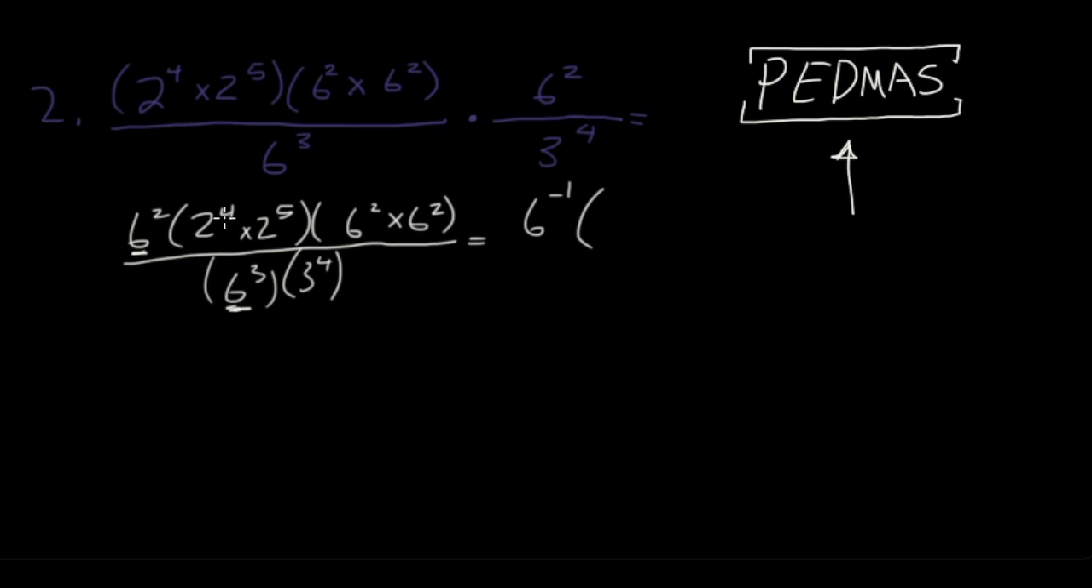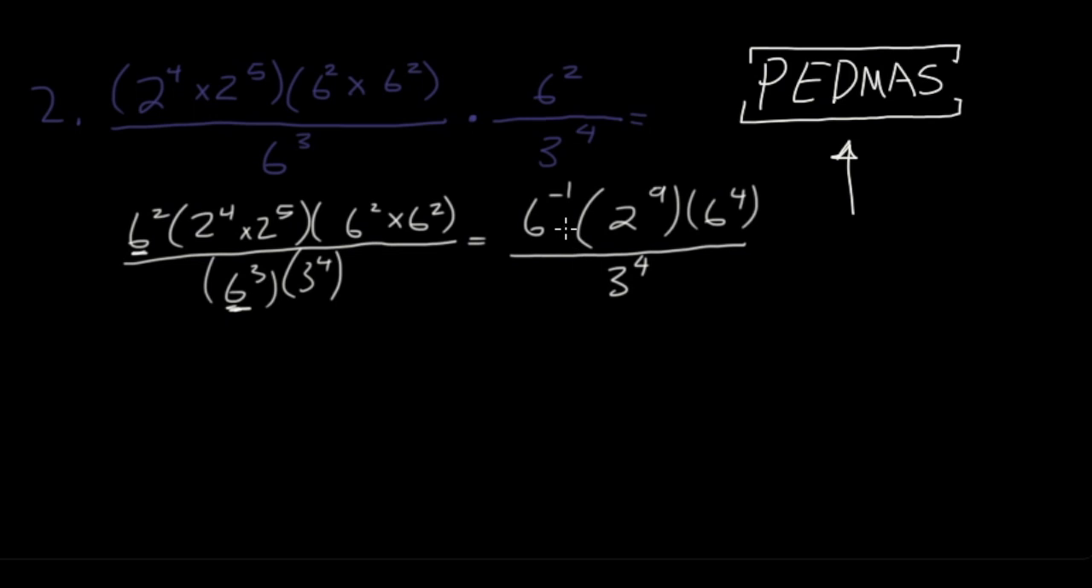Okay, then for this multiplication, we have the exact same base, so we add the exponents. We get 2 to the power of 9, very large number. Then we open up the other parentheses, 6 to the power of 2 times 6 to the power of 2. We add the 2's, we get 6 to the power of 4 over 3 to the power of 4. Okay, now before we expand everything, which is going to be a very long process, I would rather see what I can do with this negative exponent.